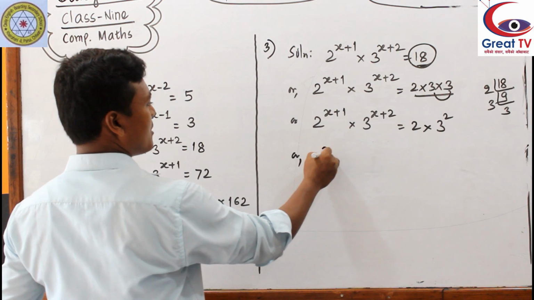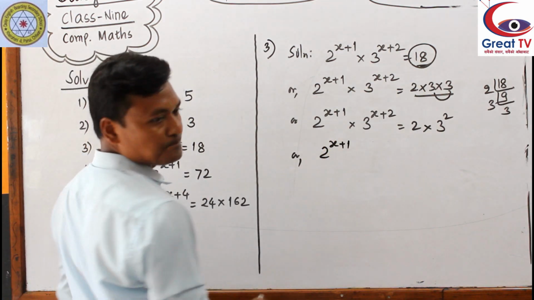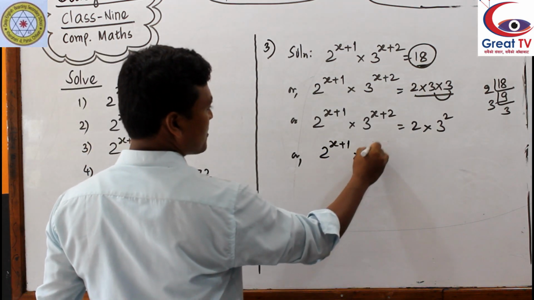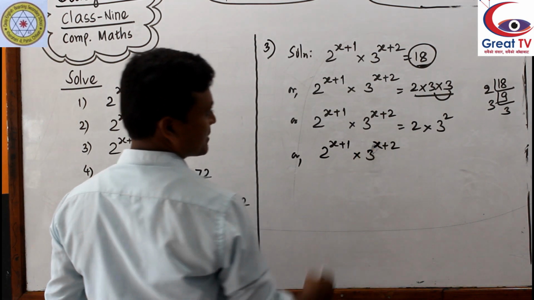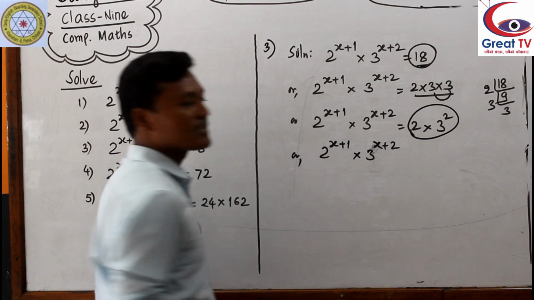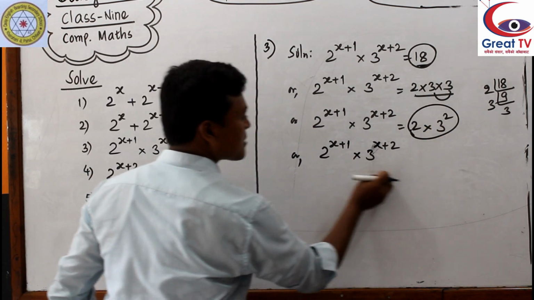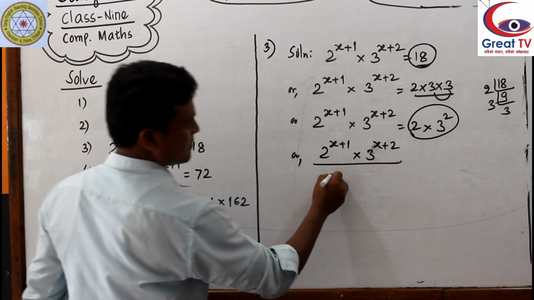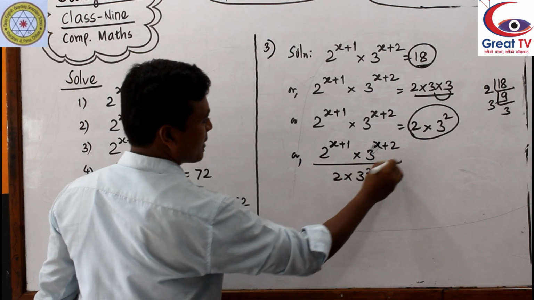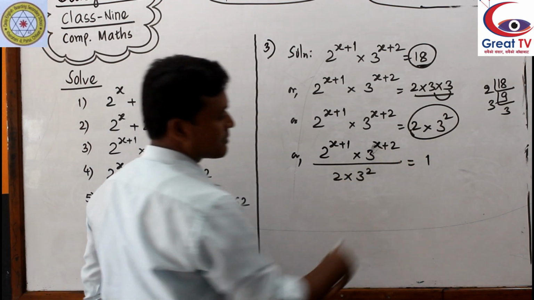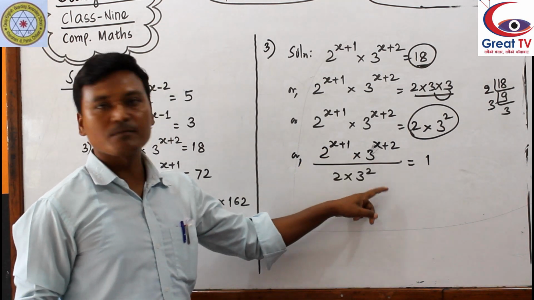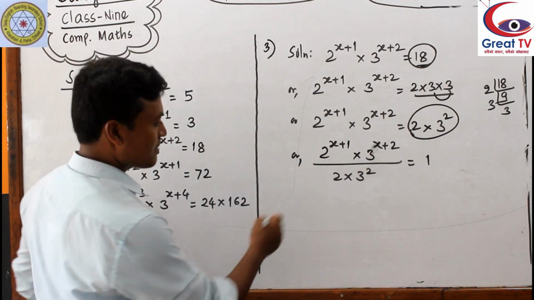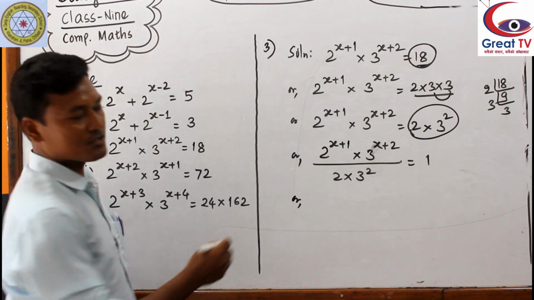So 2 to the power x plus 1, copy it the same, times 3 to the power x plus 2, copy it the same. Right now we have 2 times 3 squared. Write all of it down: 2 times 3 squared equals, on the right side nothing remaining, we write 1. If you do cross multiplication also, you will get this much. Then after this, do check.